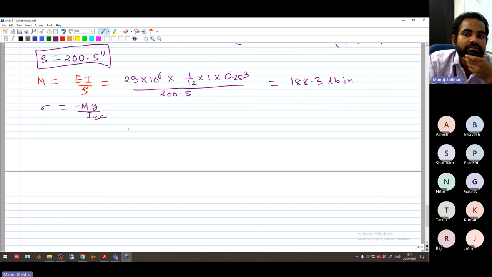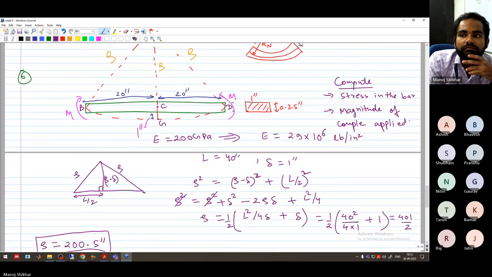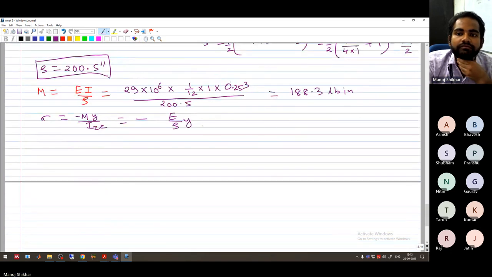To find the stress, we can replace E by rho into y. This is the value of stress in the bar. So you can replace E by rho here, and with respect to y, stress will vary.